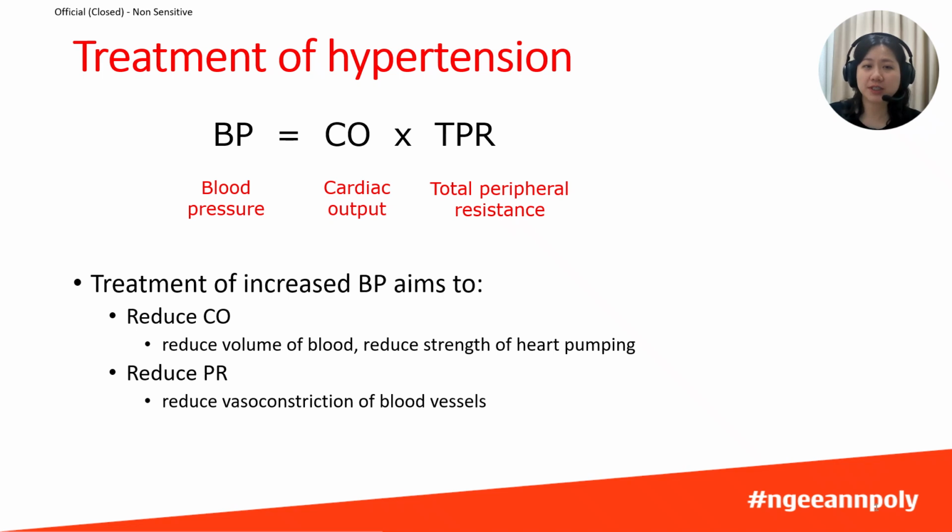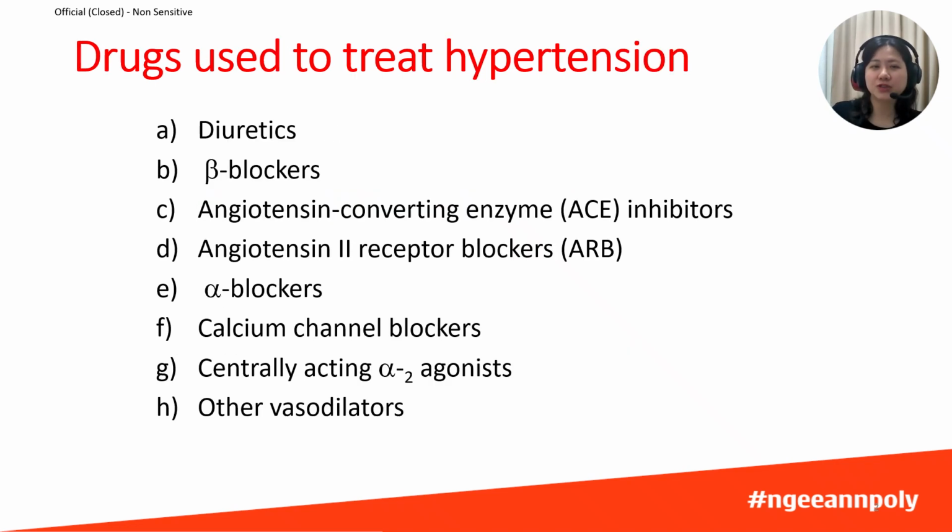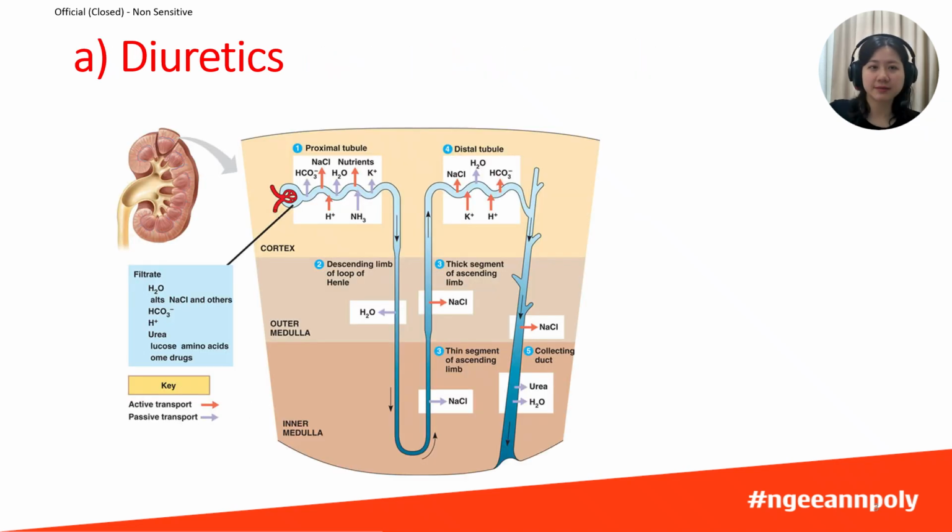To reduce blood pressure, the treatment must reduce cardiac output by reducing the volume of blood or the rate and strength of heart pumping, and/or reduce peripheral resistance by reducing vasoconstriction in the blood vessels. We will be going through each of these drug classes which are used to treat hypertension. First, let's look at diuretics, which remove water from the body by increasing urination.